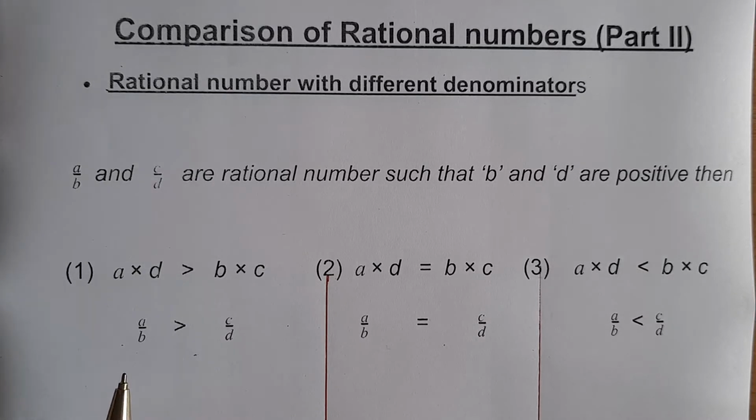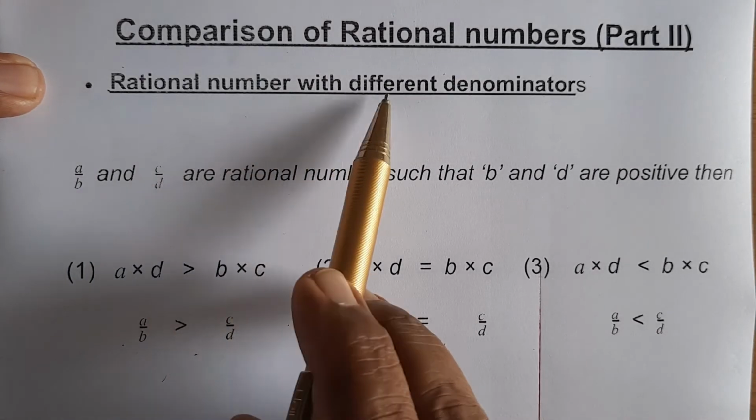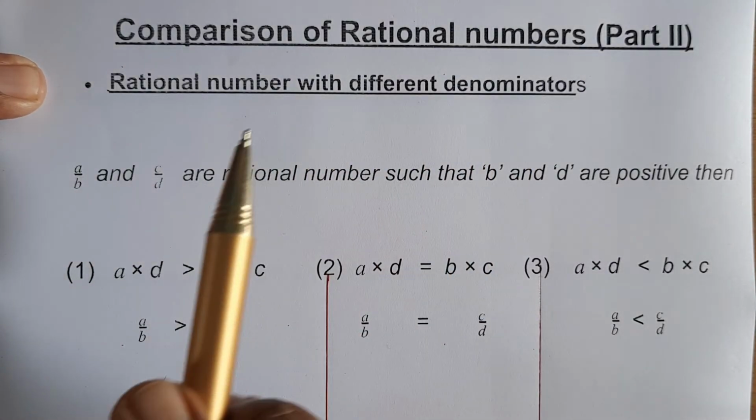Hello students, today we will learn the comparison of rational numbers, part 2. In the last lecture, we learned how to compare rational numbers when denominators are equal or numerators are equal. Now here, rational numbers with different denominators.